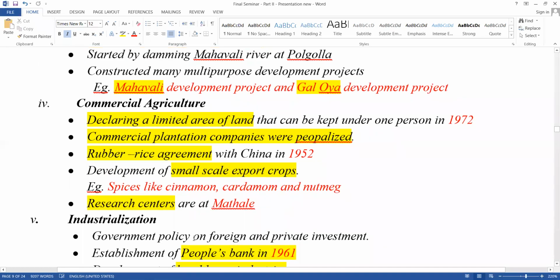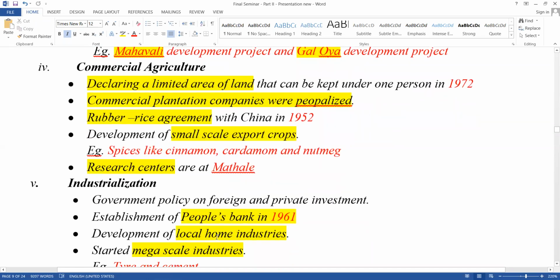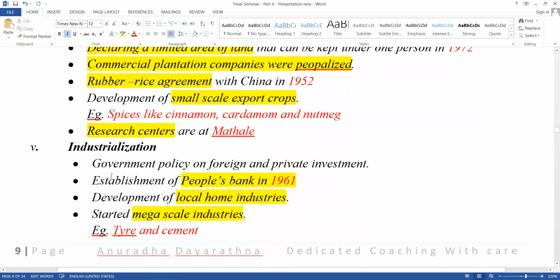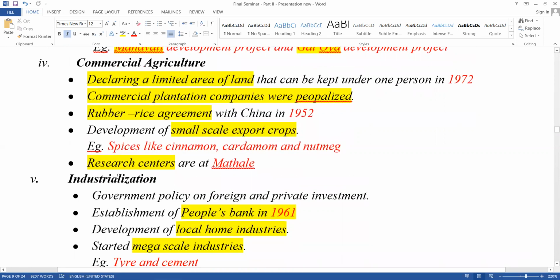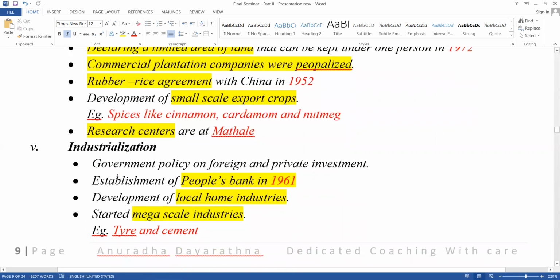About industrialization: government policy on foreign and private investments, establishment of People's Bank in 1961, local home industries were started, mega state industries were started. So that is about the industrialization of Sri Lanka. Iron and cement were the large scale industries.